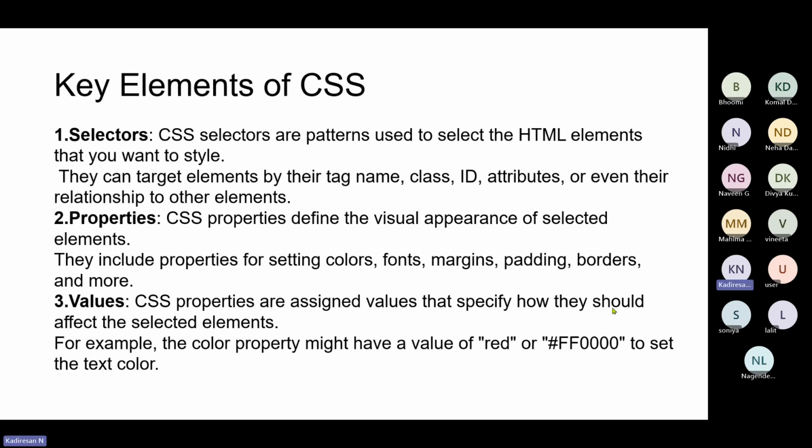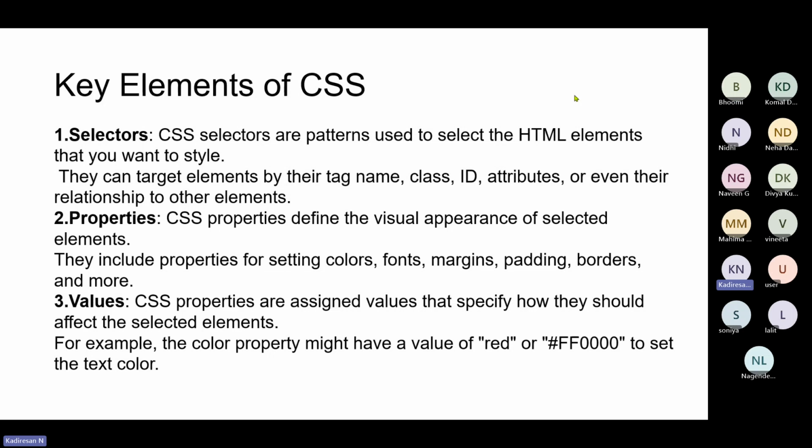Cascading style sheet properties define the visual appearance of the selected element. So whichever elements you selected using the selector at the top, using that you are going to change the properties. They include properties for setting colors, font, margin, padding, borders, table borders, and more. So these are the properties.